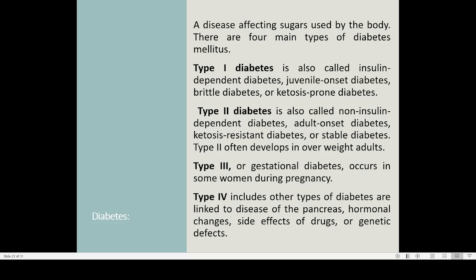This happens from a very early age, from birth. So that is known as type 1 diabetes. The most common type is known as type 2 diabetes. Then type 3 is known by the name gestational diabetes. That normally develops in women during the time of pregnancy.